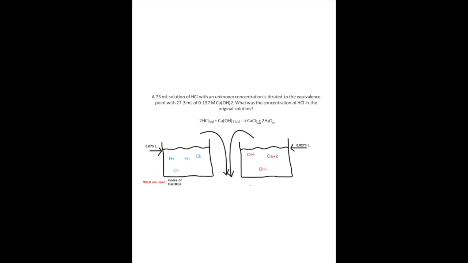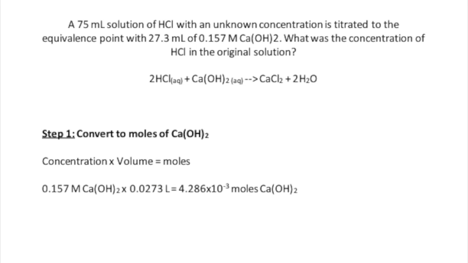going to have to calculate the value of moles of calcium hydroxide. So to get the moles, we know that the concentration times the volume equals moles of the object. After reading the problem, both are given for calcium hydroxide, so you just multiply the two. 0.157 molarity for the concentration and 0.0273 liters for the volume, and you should get 4.286 times 10 to the negative third moles of calcium hydroxide.